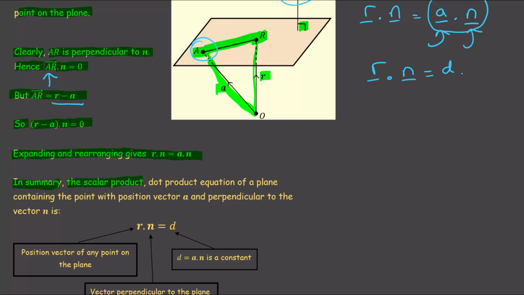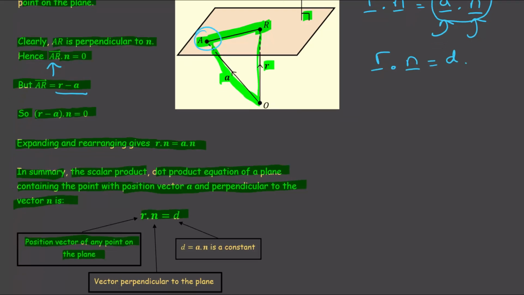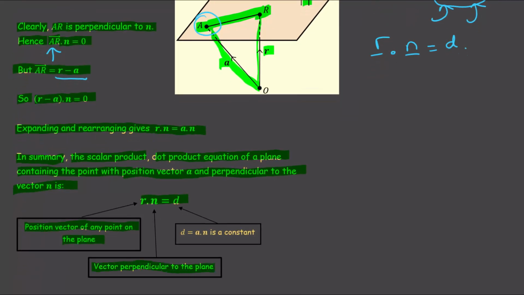In summary, the scalar product equation of a plane, more often than not called dot product form, containing the point with position vector A and perpendicular to the vector N, is R dot N equals D, where R is the position vector of any point on the plane, N is a vector perpendicular to the plane, and D, which is equal to A dot N, is a constant as we discussed before because we know both A and N.